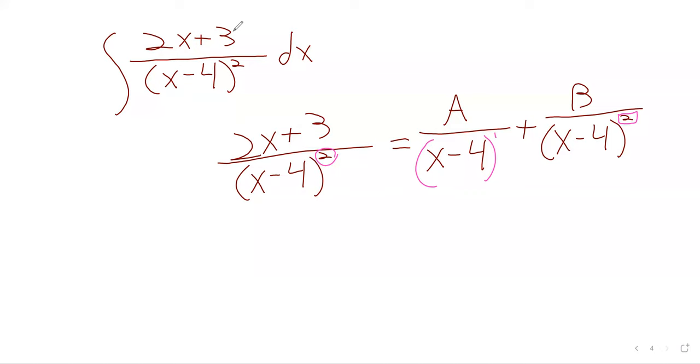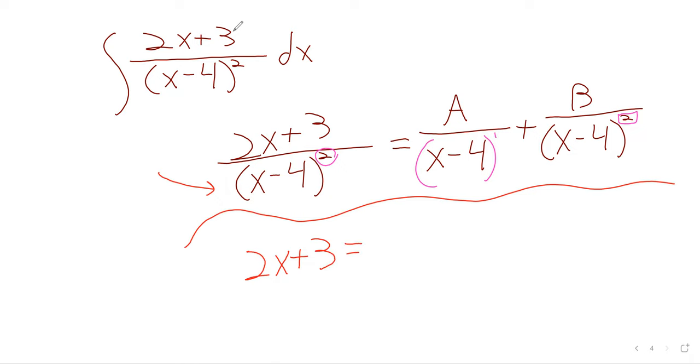And to start with, it's the same first step as the Heaviside process. So we can multiply both sides by x minus 4 squared. We can multiply both sides by the denominator of that fraction. And x minus 4 squared times this will have an x minus 4. x minus 4 squared times this will have perfect cancellation. This x minus 4 squared and this x minus 4 squared cancel. And let me copy this.